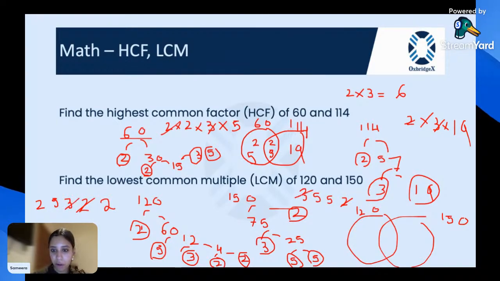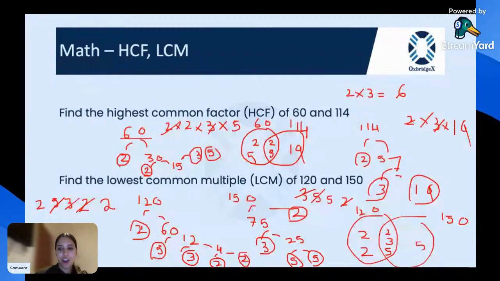Oh, sorry guys, I forgot to put this on my Venn diagram. 2, 3. Anything else that's common? 5. A lot more common on this one, isn't it? 5. Okay. And then on the side we've got 2. And then all that's left is 2 on this side. And all that's left on this side is 5. Hopefully you guys would have done the same thing as me.